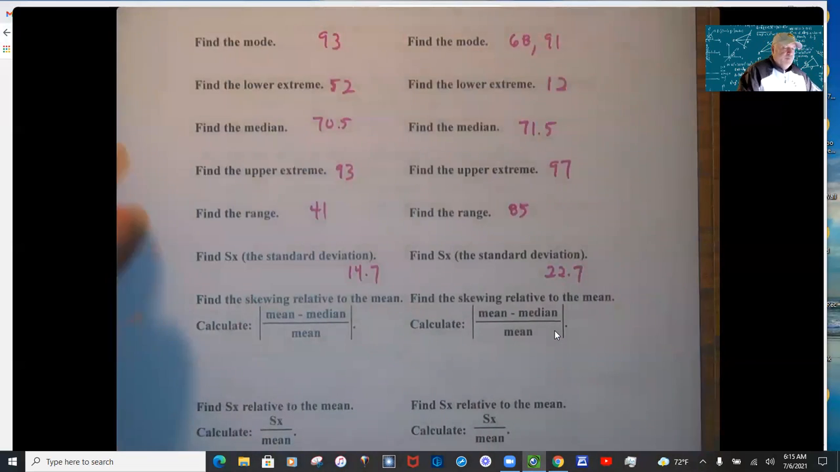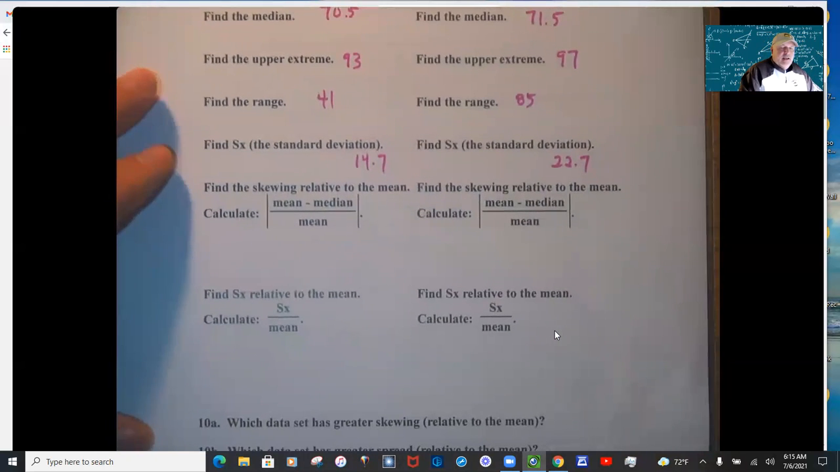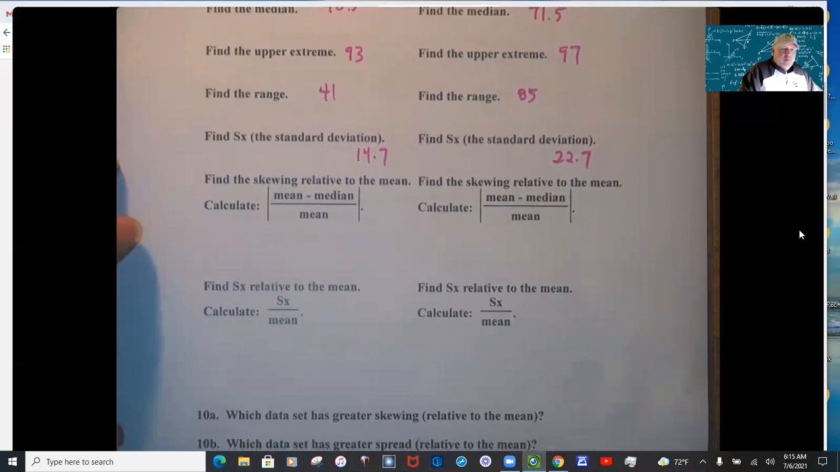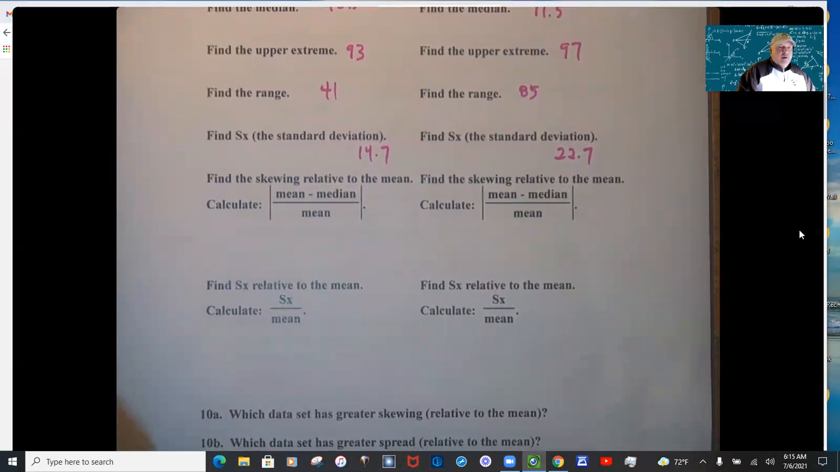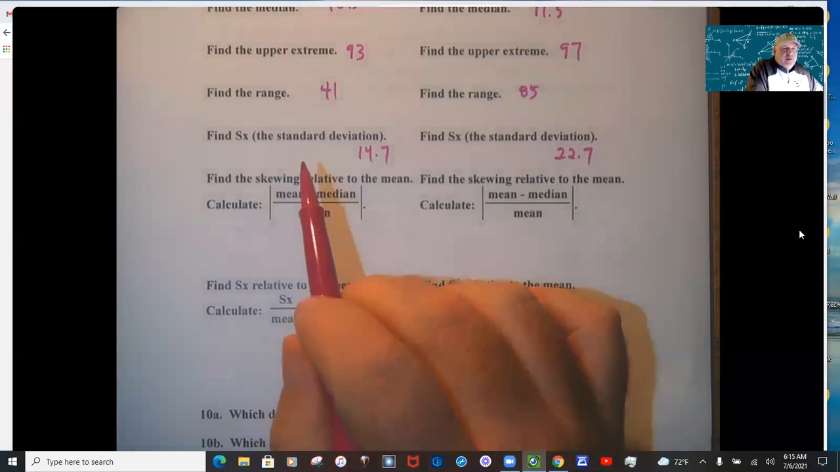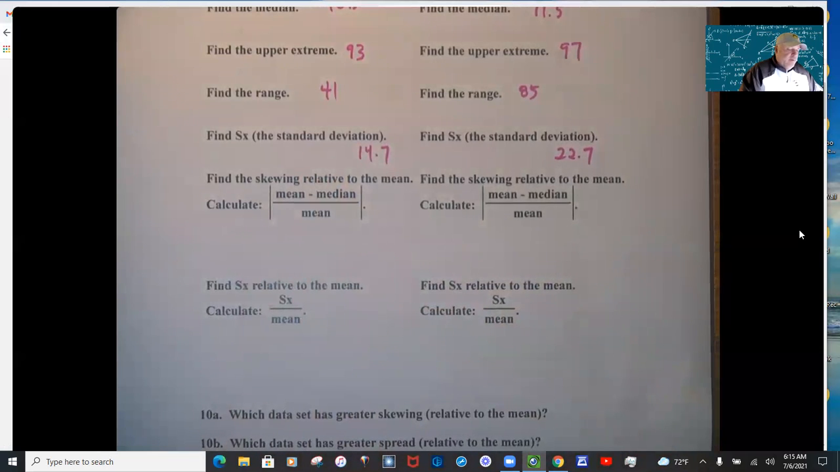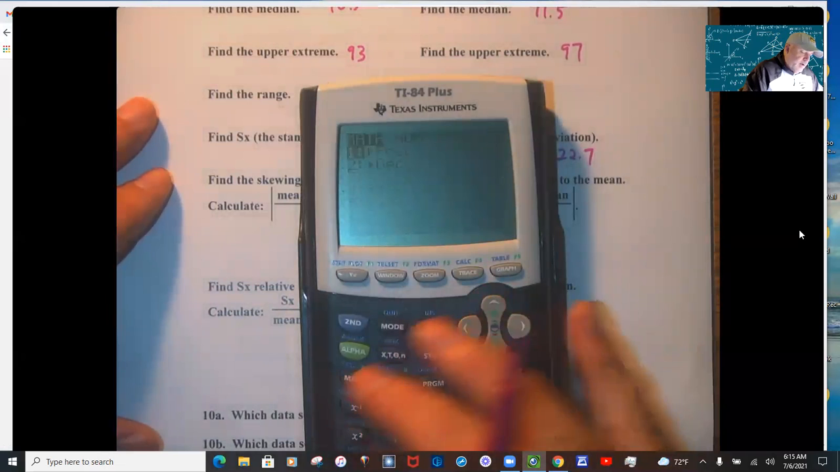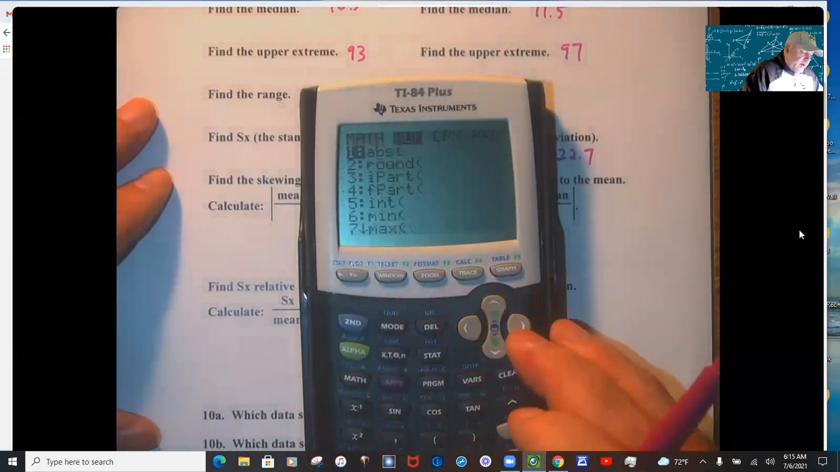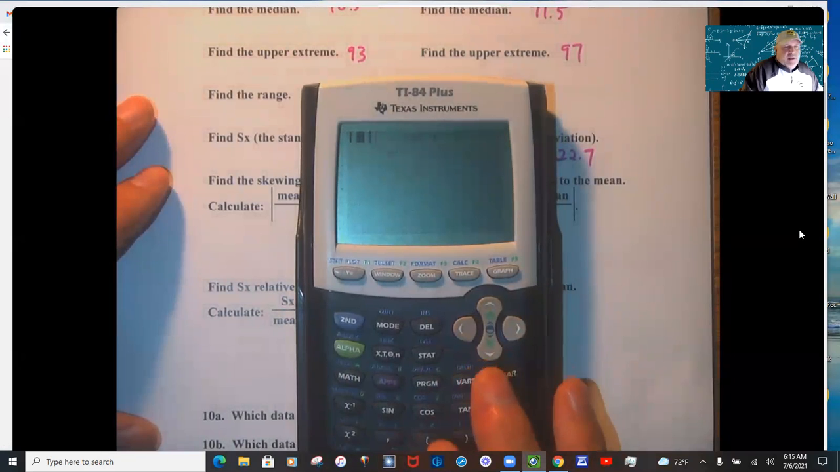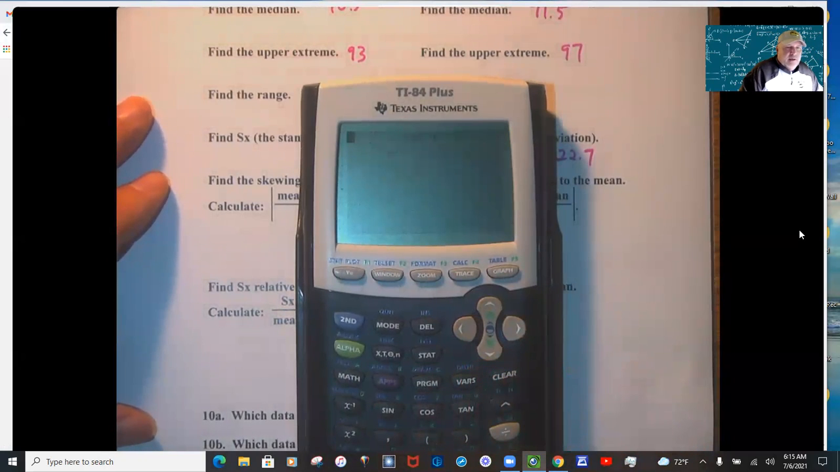To figure out which of these data sets has the greater skewing: what is skewing? Skewing is how far right or left the mean is pulled from the median due to outliers or larger or smaller values in those directions. And the greater spread is the standard deviation, this little Sx value, divided by the mean. You see these vertical bars, those are absolute value signs. All absolute value means is make it positive.